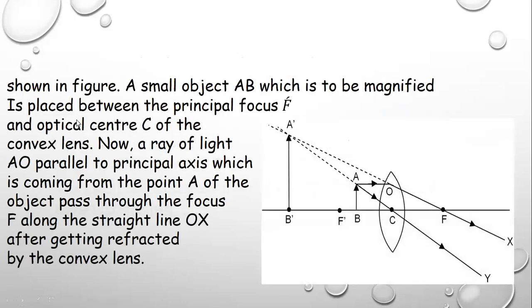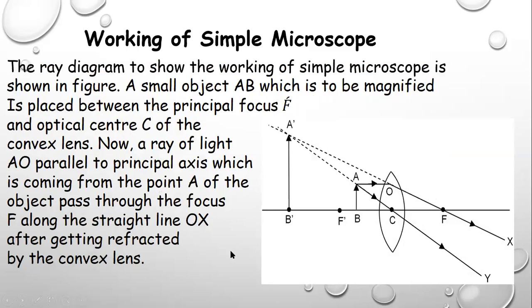Okay, now this is the working of the simple microscope, how the simple microscope works. As I already told you, in this case the object is AB. This object AB is placed within the focus of the lens. You can see this point is F, and the object is between F and the optical center. Now we are going to draw the ray diagram of the object. The ray parallel to the principal axis after refraction passes through the focus, and the ray that is passing through the optical center passes unrefracted.